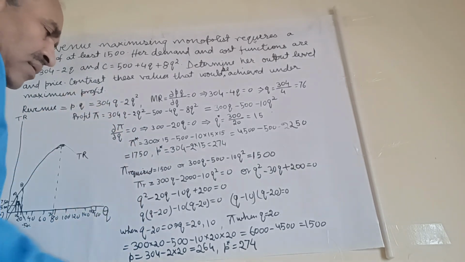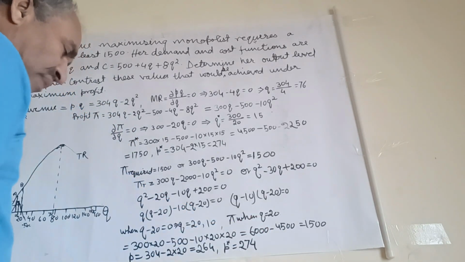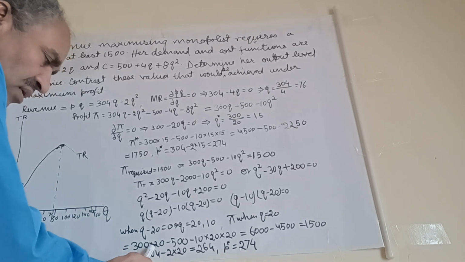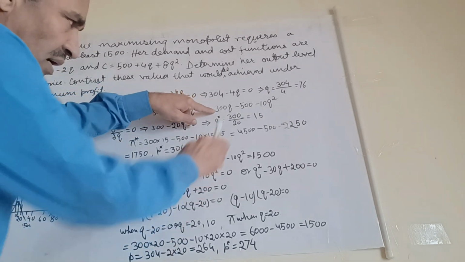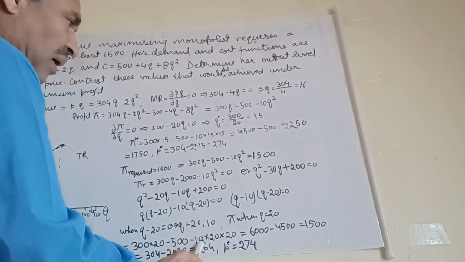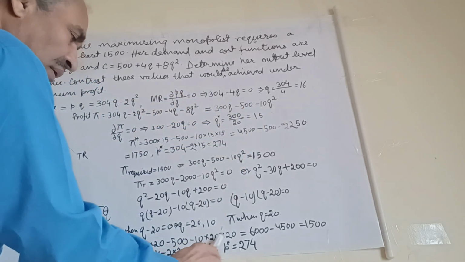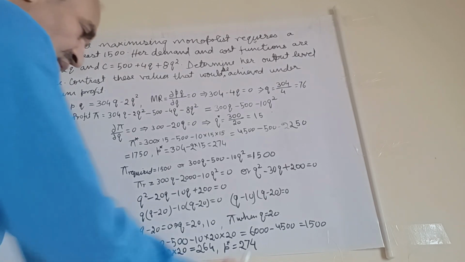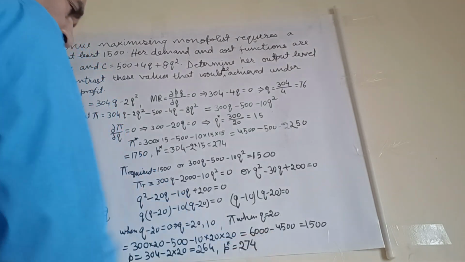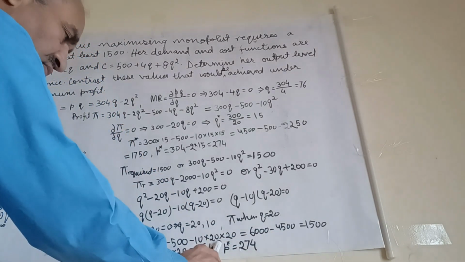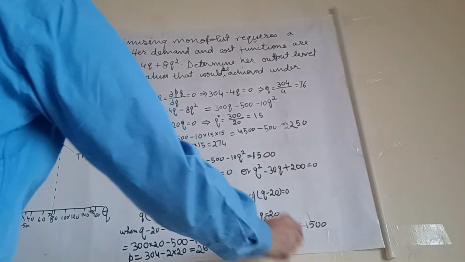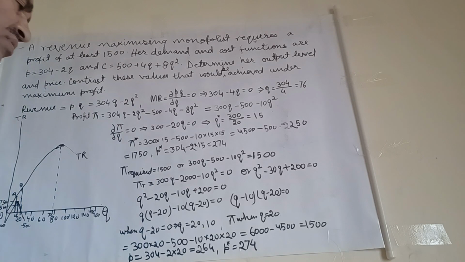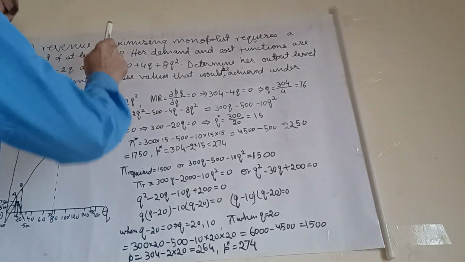And let me check it. So pi when Q is equal to 20, it is 300 times 20, this is the profit function, minus 500 and minus 10 times 20 times 20. So that gives us 6000 minus 4500, because this is 4000 and this is 500, so 4500. That is 1500, which was the required constant here, 1500.